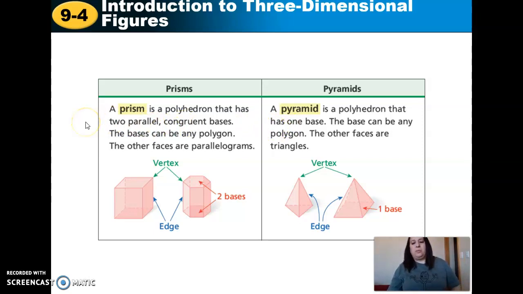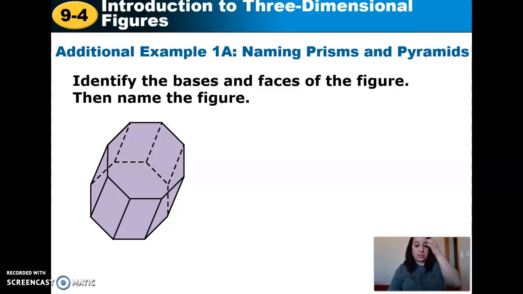When you see the shapes, you'll be able to determine and look at, hey, is this a prism or is this a pyramid? Okay, so this is the part where it's going to get kind of hard to take notes. So if you just want to watch, maybe jot down some key words that'll help you remember when you go to do the homework and when I assess you on this in a few weeks. What we're going to do for the next few slides is identify the bases and the faces, then we're going to name the figure.